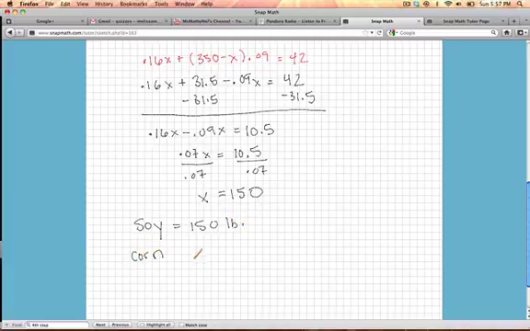Likewise, we can figure out the amount of corn in the mixture. The amount of corn will be 350 minus x, but x is equal to 150, so it'll be 350 minus 150. So there are 200 pounds of corn in the mixture. And this will be your final answer to this problem.